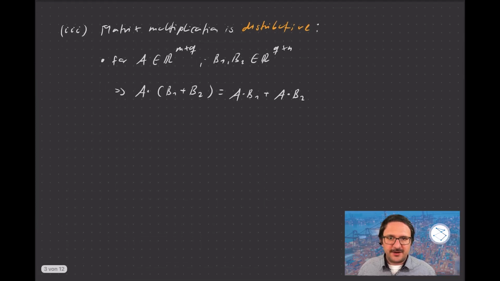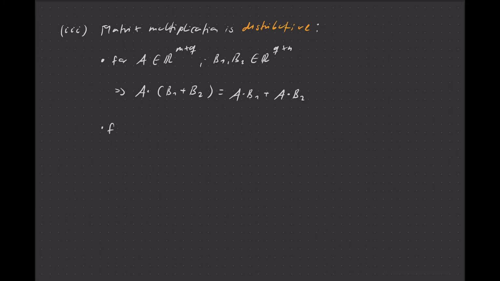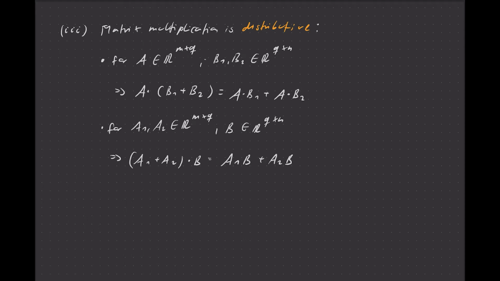And of course, this here is only the distributive property on one side. We also want this on the other side. And because matrix multiplication does not usually commute, you can't just change the order, we have to write down that second property separately. But that also holds. So for A1, A2 in R to the m by q, and B in R to the q by n, we have (A1 plus A2) times B is A1B plus A2B. So that's the distributive property.